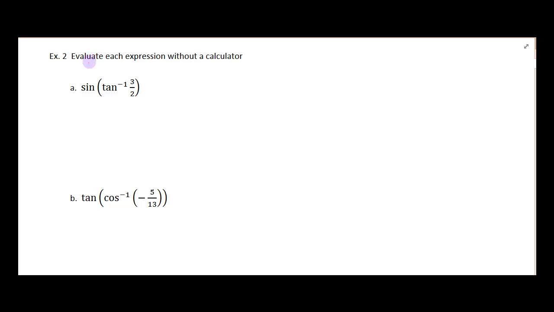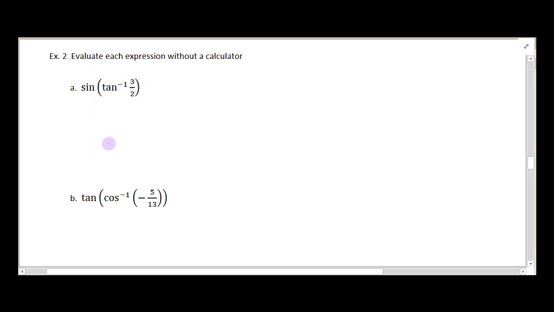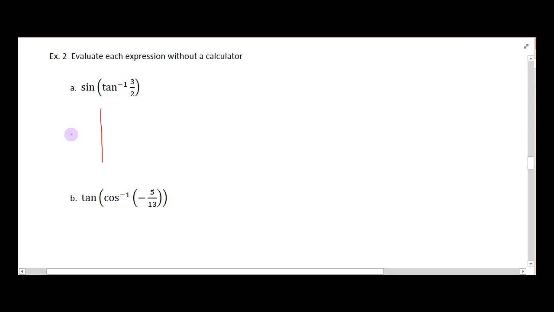So these next two examples are asking me to evaluate an expression without a calculator. And these expressions are composition functions, or in other words, I'm composing one function with another. So this first example says the sine of the inverse tangent of 3/2. So we're going to start by asking ourselves, what is the inside function doing?